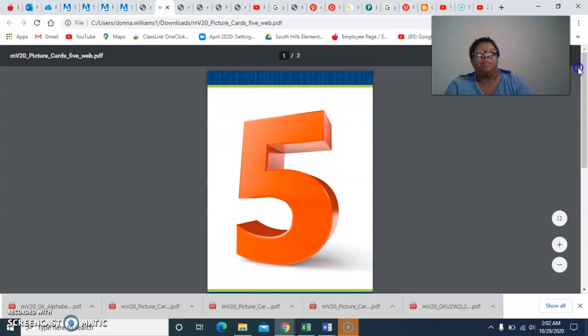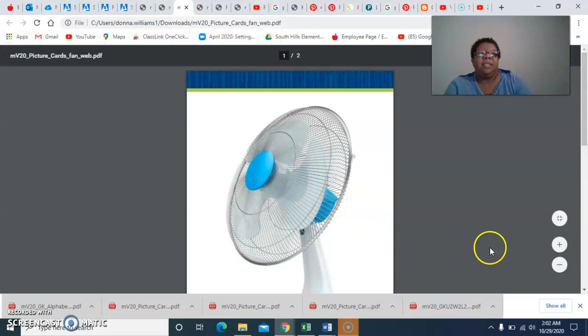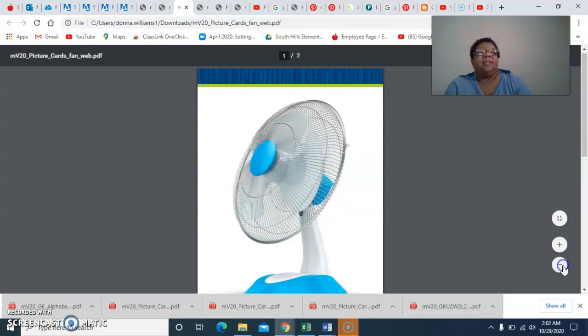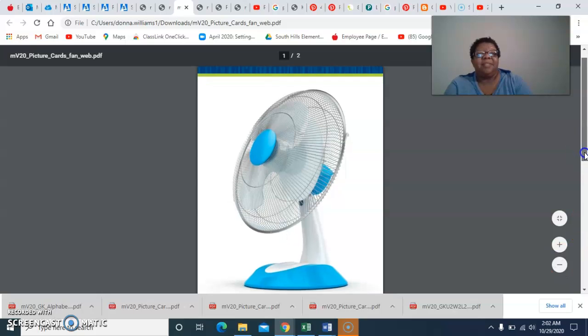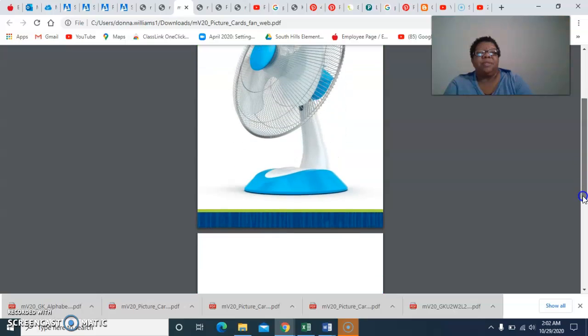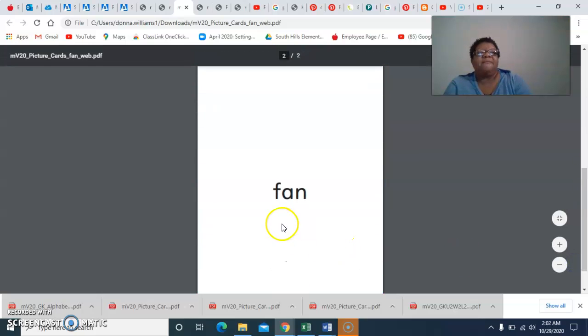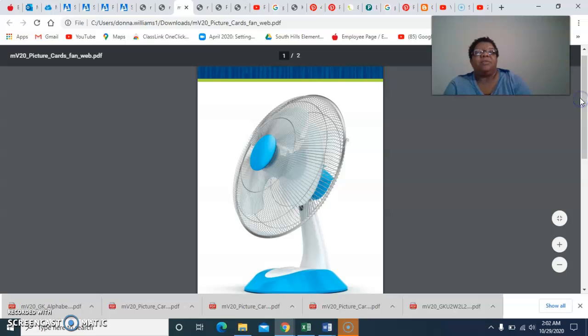Okay, I think I have one more picture for our new letter F. Oh, yes, fan. Miss Williams, it's kind of hot sometimes, and I need a fan to cool down, especially in the summer. So fan starts with F. Fan. Let's look at the word. There's fan. And so we have an, fan. So those are a few pictures I have for the letter F.